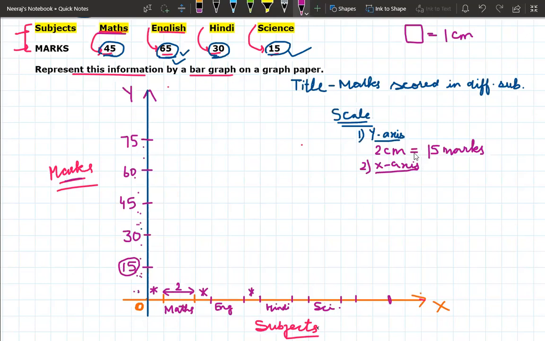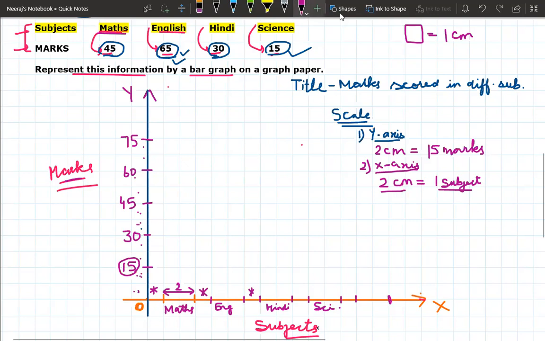So you have to write 2. Again, you have taken two blocks, so it is 2 centimeters. Two blocks equal to 2 centimeters is representing one subject. It means in two blocks you have represented maths. Every time you are representing a subject in two blocks. So what does it mean? It means that two blocks is covering one subject. So this is the scale for the x-axis.